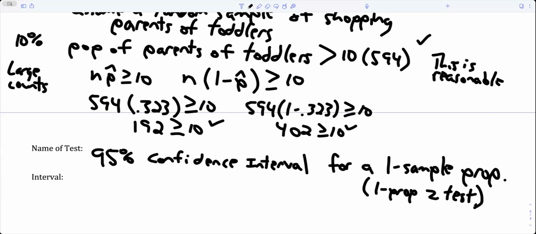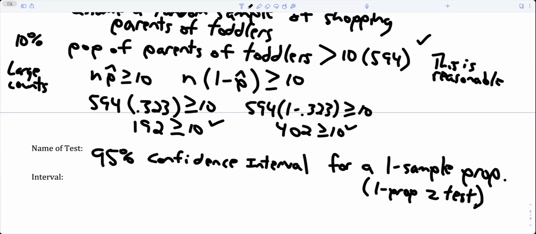So when you are working these problems, there's a bunch of different confidence intervals that we're going to look at, but you need to put them in categories. Is it one sample or two sample? Is it a means or a proportion? Based on that, there's a certain procedure that you follow, certain conditions that must be met, certain formulas. But this comes from one sample and it's a proportion. Therefore, this is a 95% confidence interval for a one sample proportion.